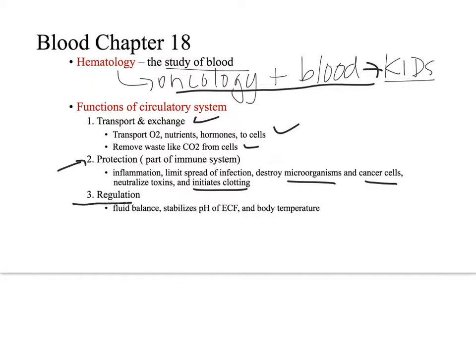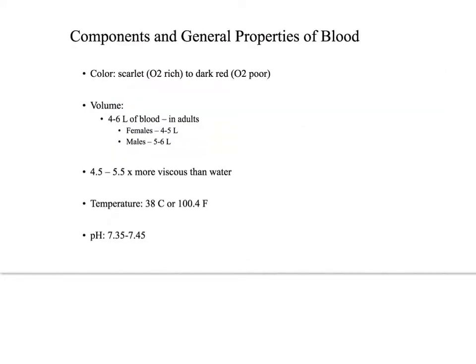The third thing is regulation. So the blood is really important to regulate body temperature. It regulates the pH of your extracellular fluid, your ECF, and it's also going to keep your fluids in homeostasis. So three big, broad functions of blood. Okay, so now the components and general properties of blood.